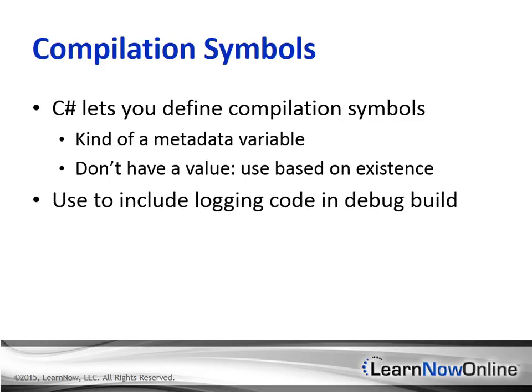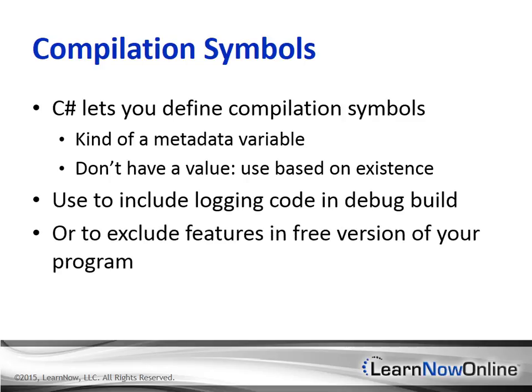For example, maybe you want to include some code that logs various events in the debug builds of your application, but not in the release builds that you install on user machines. Or maybe you have a free version of the application and you don't want to include some functionality that only paid users get. In this case, you can compile two different versions of the application.